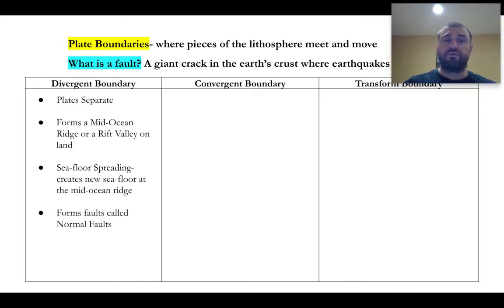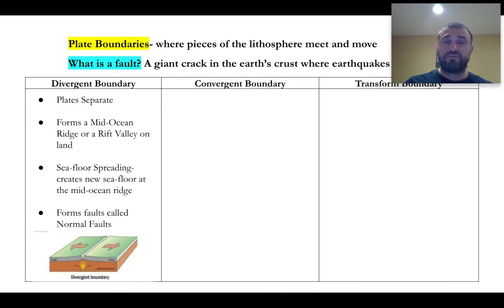And it forms a type of fault called a normal fault. It's only called a normal fault because it was the first one identified and studied. Okay? It's not like one is abnormal and one is normal. We'll take a look at them later in the unit, what they look like and how to identify a normal fault. So there's a divergent boundary, moving away. So diverge means to move away.